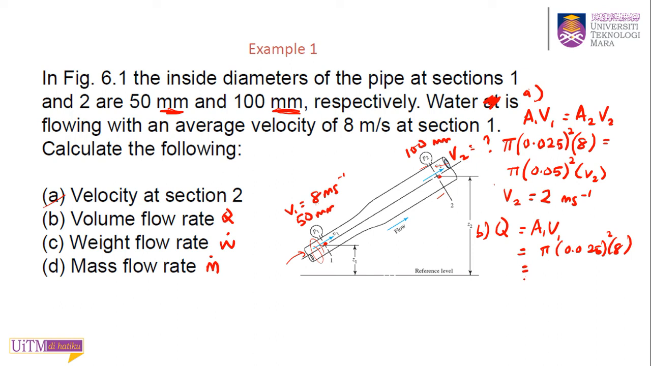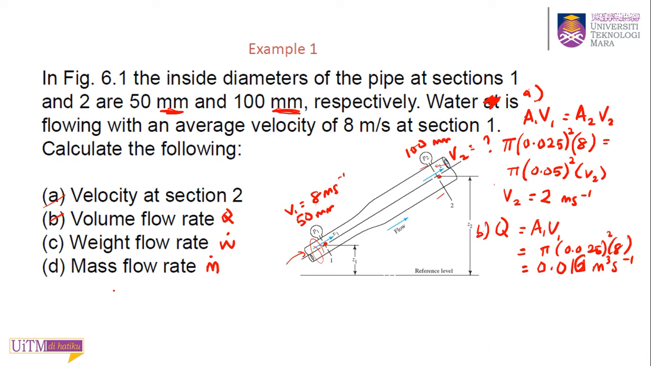What is the answer? Anyone use the calculator? 0.016. Okay, 0.016. What is the unit of volume flow rate? Meter cubed per second. Okay, so 0.016. So that settles number 2, part B.